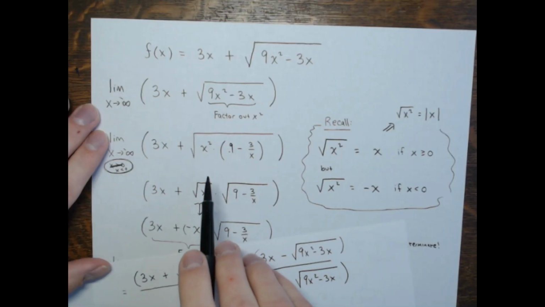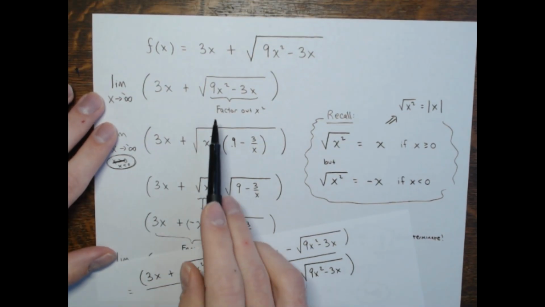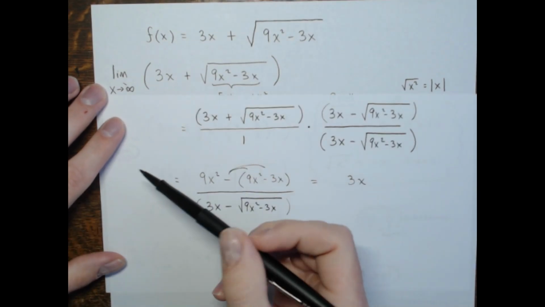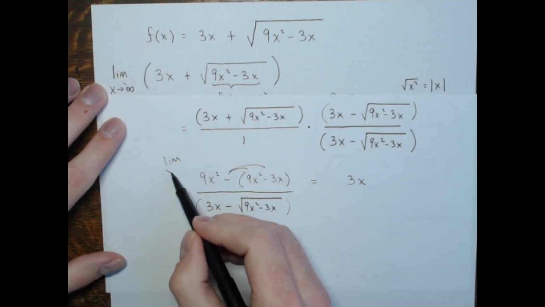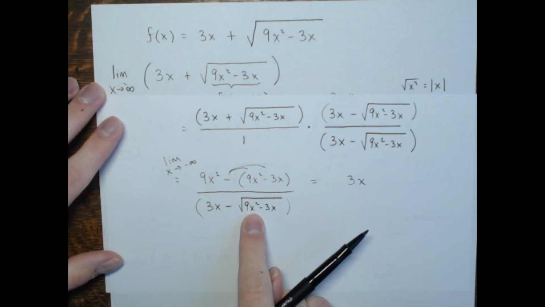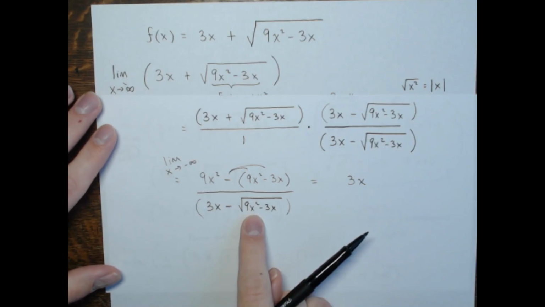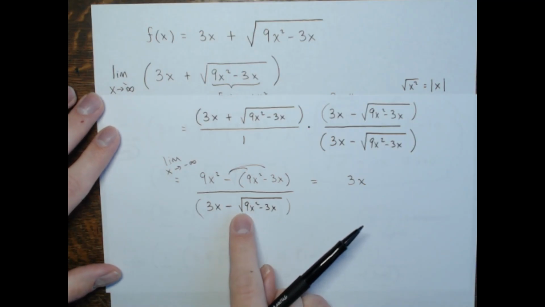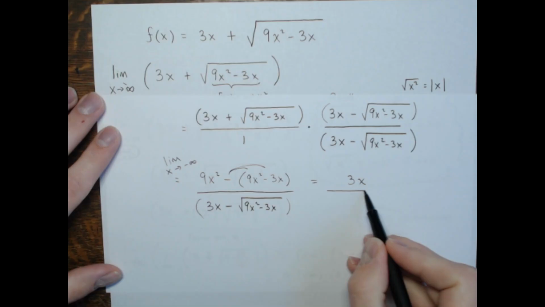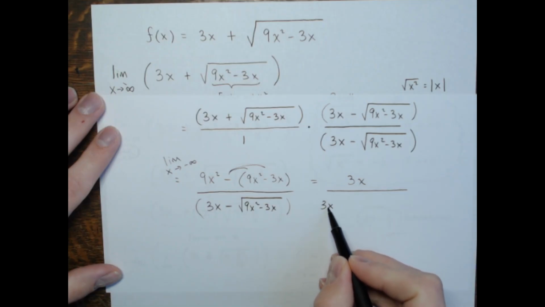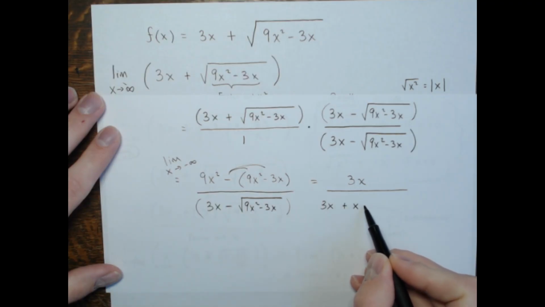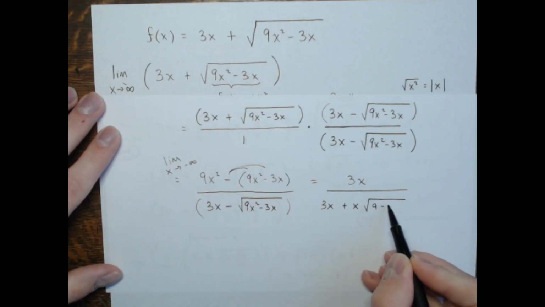And then in the denominator, I would do all that same stuff I did on the previous page. I would factor out the x squared from the 9x squared minus 3x, then the square root of x squared. So again, we're taking the limit as x approaches negative infinity now. So again, I'd factor out the x squared from this. I'm not going to write all this again. And then I'd have the square root of x squared, which, because x is negative, would be negative x. So I'd have down here 3x minus negative x, so plus x, times the square root of 9 minus 3 over x.